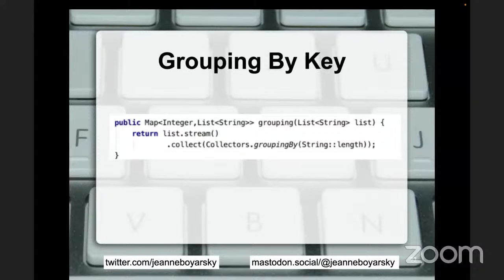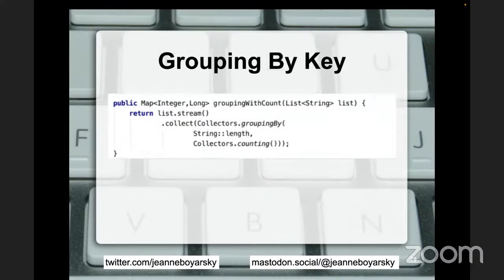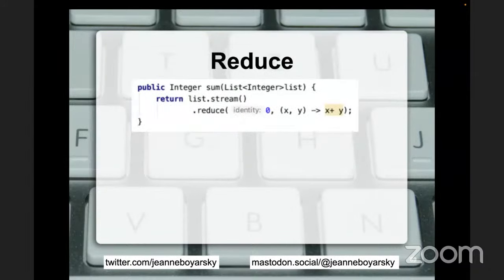You can group by key. This creates a map where the key is, say, the function string length, and the value is all the matches. You can also partition, which is the same thing. It creates a map, except the key is true or false and the values are a list of all the matches. You can also do more complicated stuff. So you don't have to have the value be all of the matches. You can have it be the count of all the matches or any other function that you want.